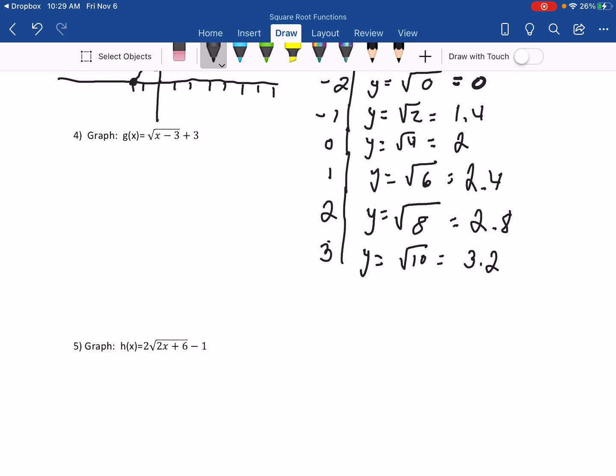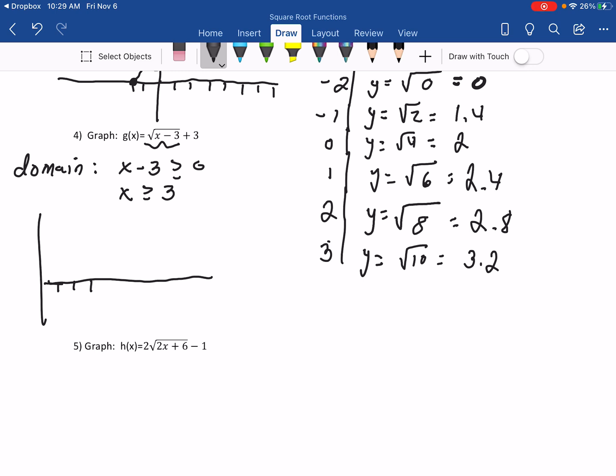Okay, let's take a look at number 4, our domain. We want to set the inside of the square root, ignore the outside. x minus 3 must be greater than or equal to 0. That means x is greater than or equal to 3. So this graph is going to begin at 3. So I'm going to ignore the negatives here. Let's do a little table. All right, so at 3, we have the square root of 0 plus 3, which is 0 plus 3, or 3. At 4, we're at the square root of 1 plus 3, which is 1 plus 3, 4.